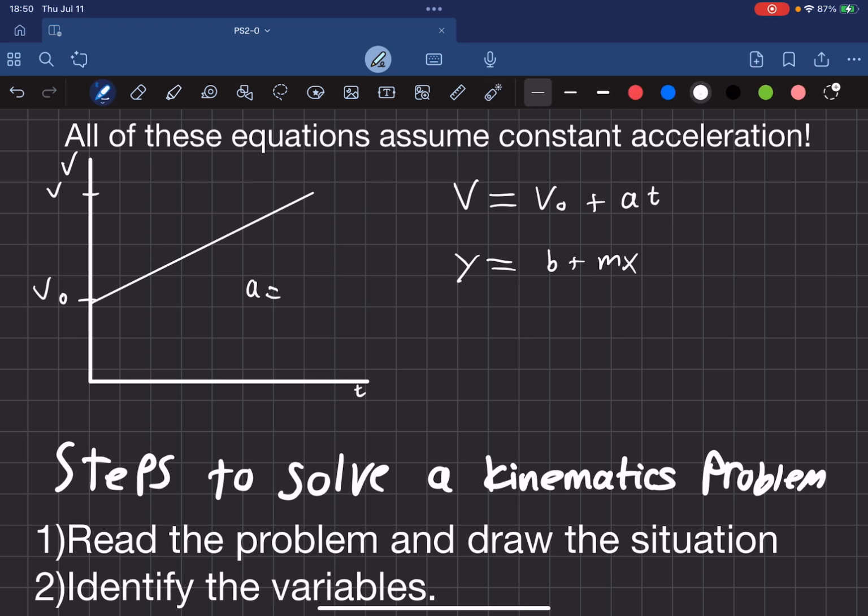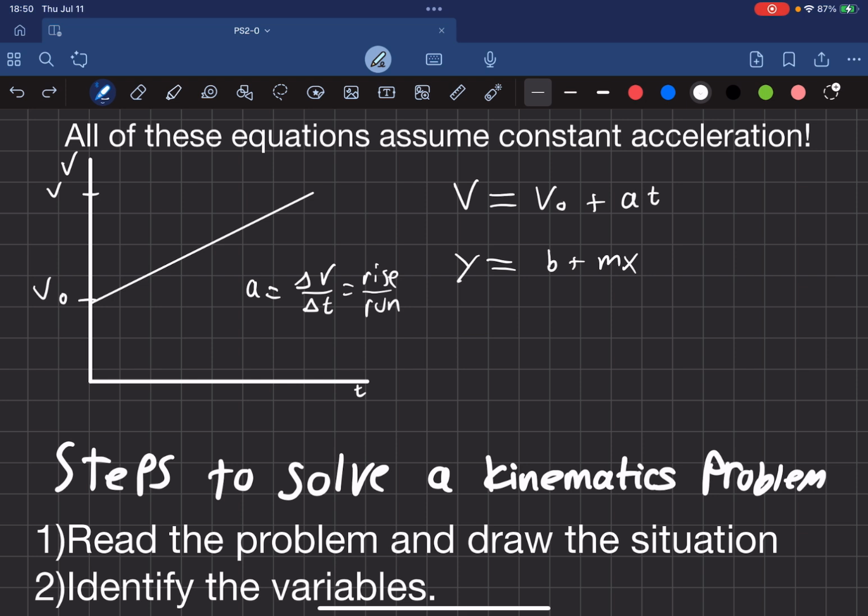Acceleration equals the change in velocity over the change in time, or the rise over run. So for this case, under this situation, this would be a constant acceleration. If it's a constant acceleration, these equations I showed you before are valid. And one of the equations I want to highlight here is the velocity equation. The velocity at a later point in time equals the initial velocity plus acceleration times time.